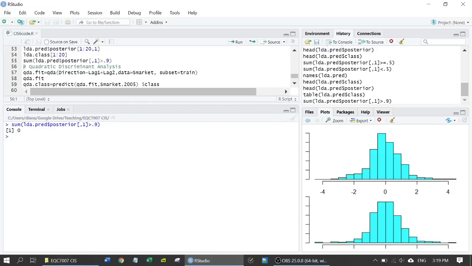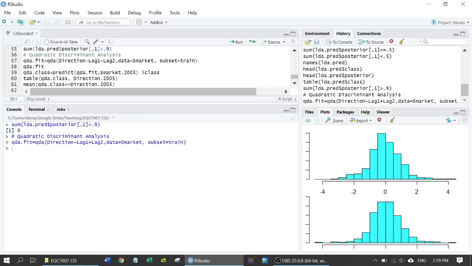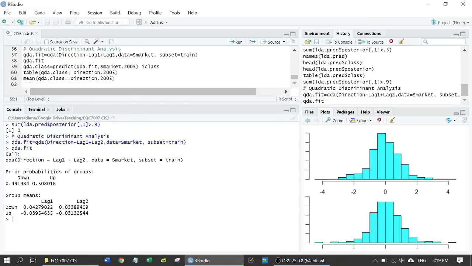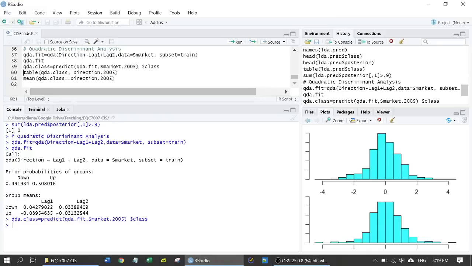So the next one, I'm going to finish off with the quadratic discriminant analysis. I'm going to run this very quickly. Here, instead of using the LDA function, we use the QDA function, which stands for quadratic discriminant analysis, and everything else is the same. Let's look at the results. Also, you have the prior probabilities here, and you have the group means here, and we have already talked about this.